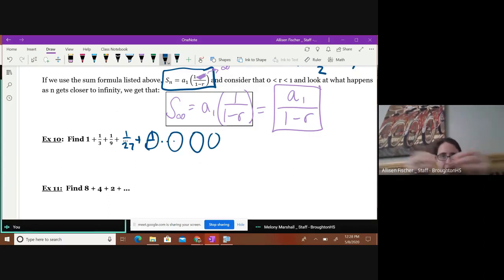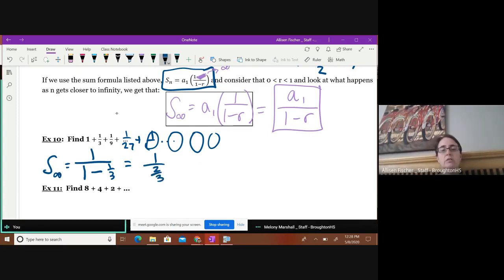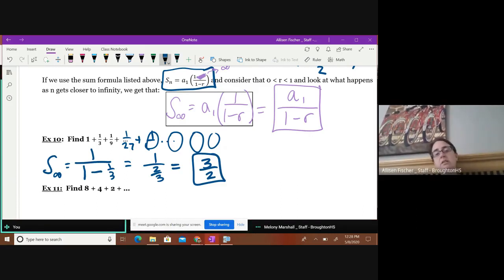So when you add them and add them and add them, they become so insignificant that really your sum is going to be the number you get when you do this formula, A1 divided by 1 minus R. Our R value here is going to be 1/3 because you're multiplying by a third every time. So the sum to infinity is 1 over 1 minus a third, which is 1 over 2/3, which if you keep change flip, you get 3/2. So if you add up all of these fractions, you would get 1.5.